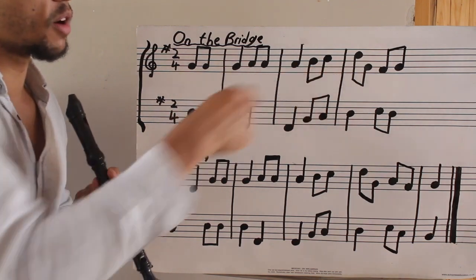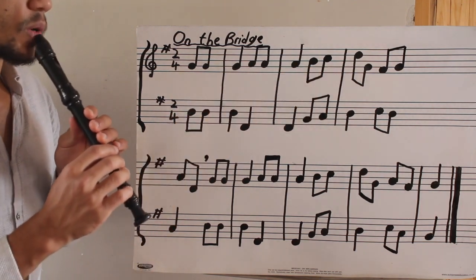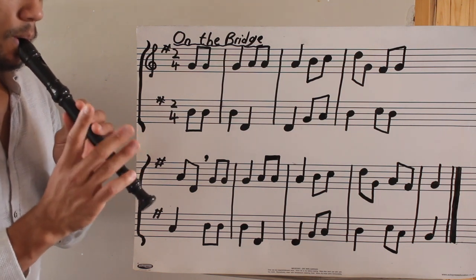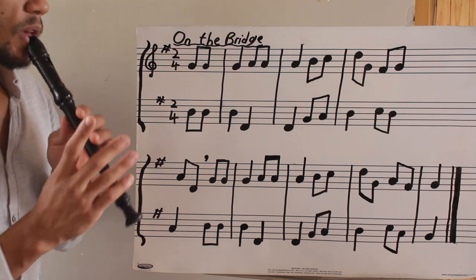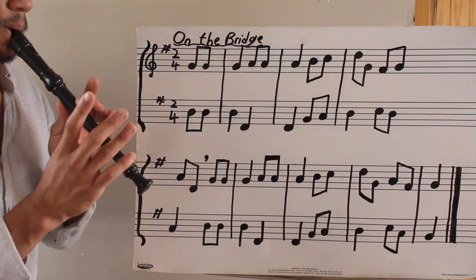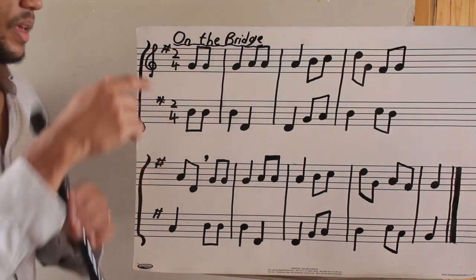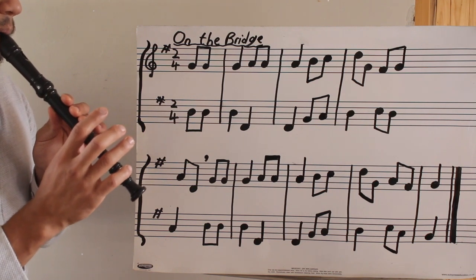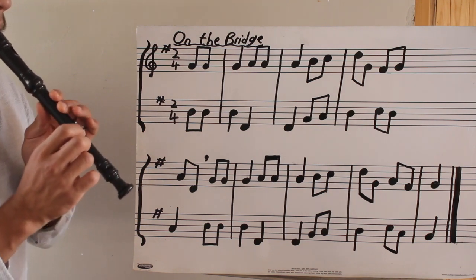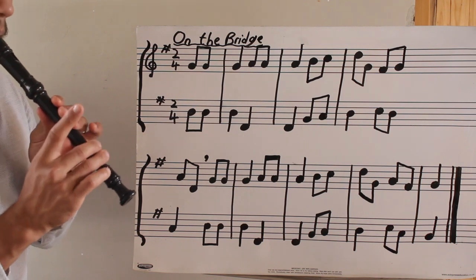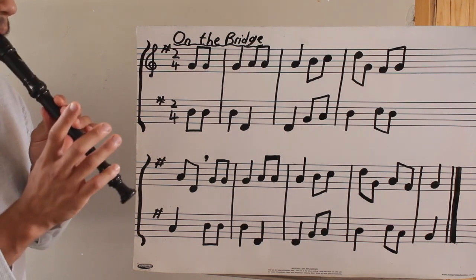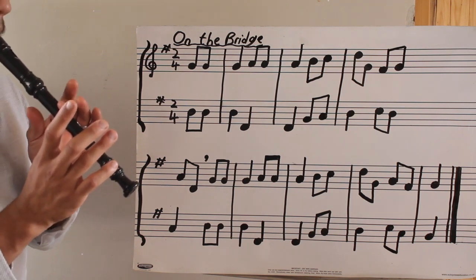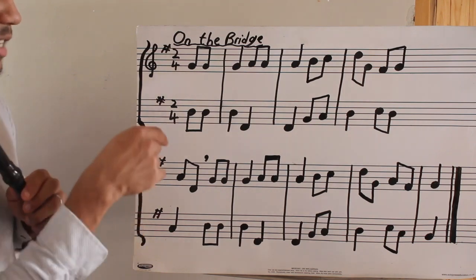Let's take it from bar 3 to bar 4. 1, 2. Slower. Let's put bar 1 to bar number 4. Again. Then we take it to bar number 5.